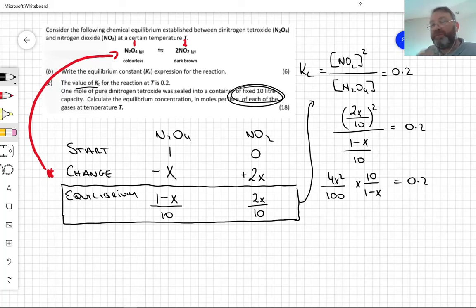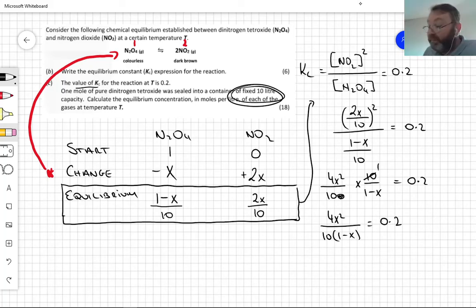Now we've got to simplify the left hand side. So 10 into 10 goes once, 10 into 100 goes 10 times. Of course you could further simplify 4 and 10, but I'm just going to leave it like that for the moment. Okay, so now what do we have? We've got on the top 4x squared, and on the bottom, when we multiply bottom by bottom, we simply get 10 times 1 minus x, and that's equal to 0.2.